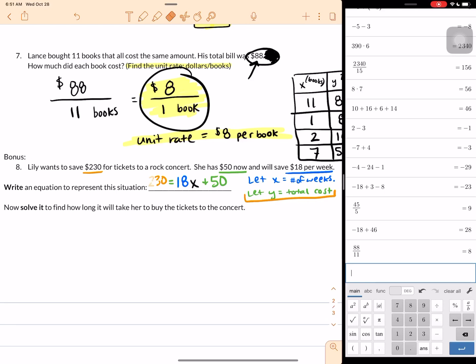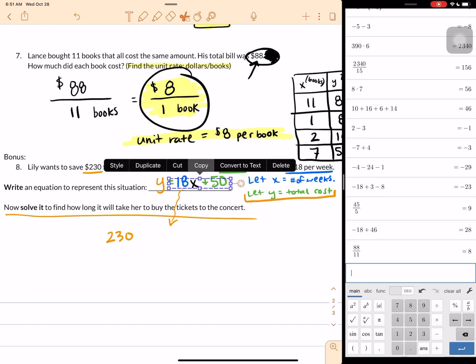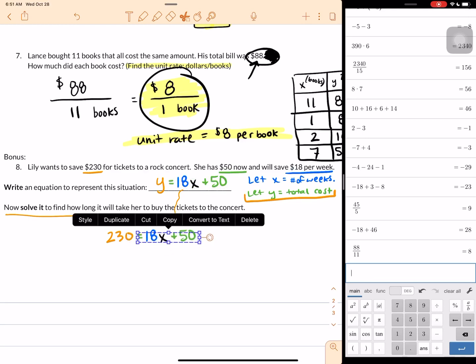So here we can leave this as a Y. And then down below, whenever we're asked to solve it to find out how long it'll take her to buy the tickets to the concert, instead of Y, we're going to put that she has to save $230. Okay? And then I'm just going to copy the rest of this here. So now we have an equation we can solve.